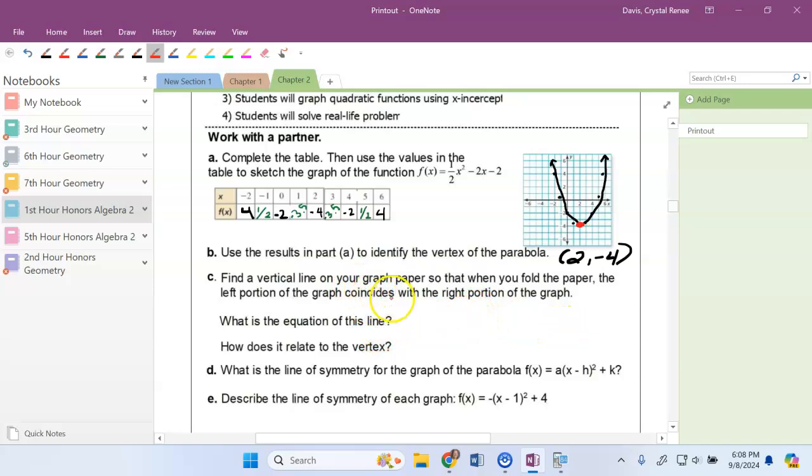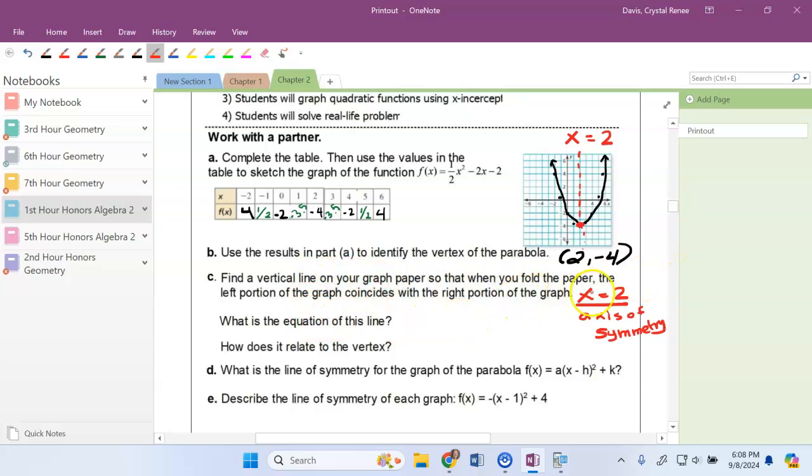Think of a vertical line in the graph so that when you fold the paper, basically we're talking about what makes it symmetric. So if we were to draw a line right here, okay, it's symmetric on each side of this line, or we could reflect it from one side to the other. And this line just happens to be x equals 2. So we're going to write x equals 2. And what this is called is the axis of symmetry. You'll see it as AOS a lot.